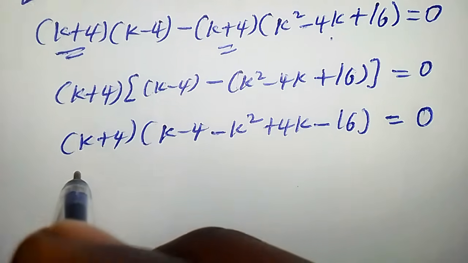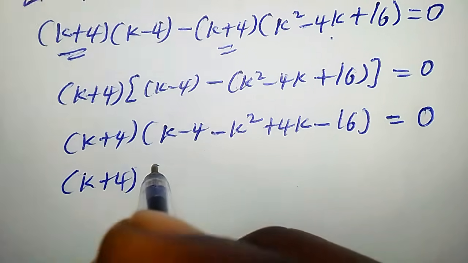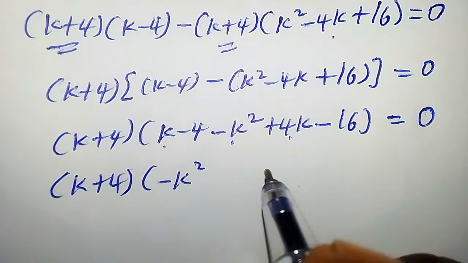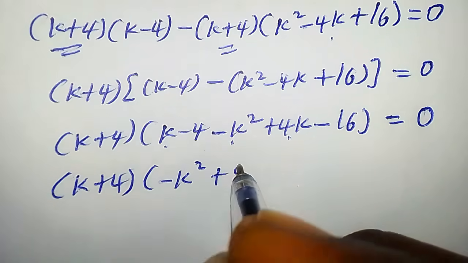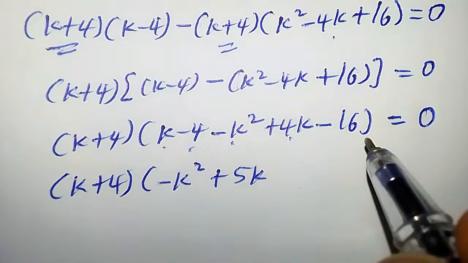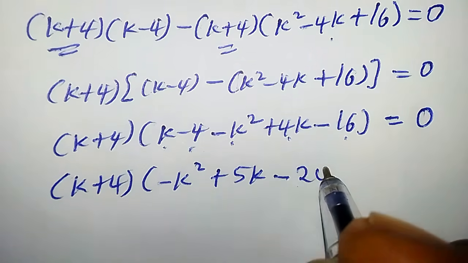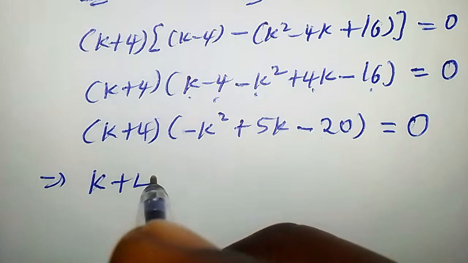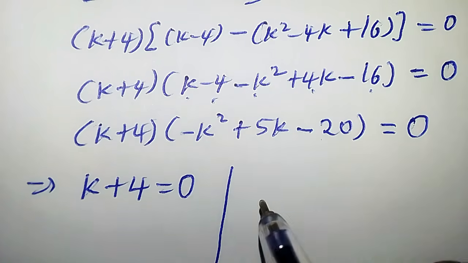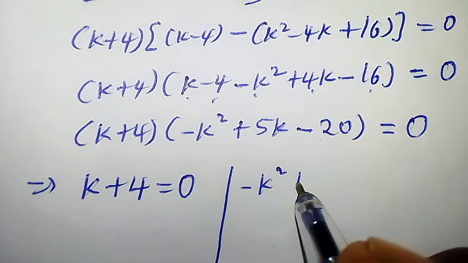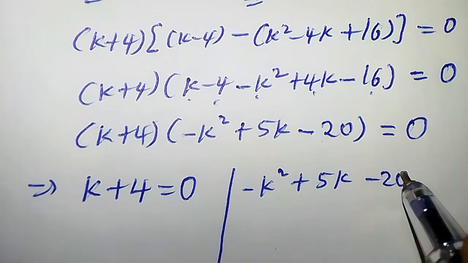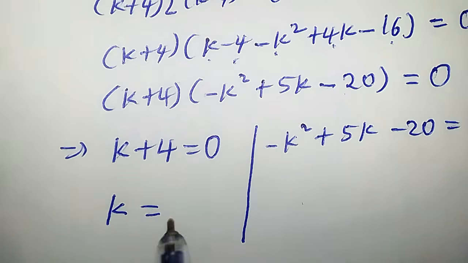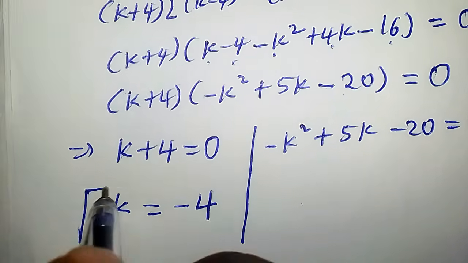Let's proceed further. So we have k plus 4 times minus k square, k plus 4k, that is plus 5k, minus 4 minus 16, that is minus 20, equal to 0. This implies that k plus 4 is equal to 0, or minus k square plus 5k minus 20 is equal to 0. From this line, it is very obvious that k is equal to minus 4. This is the first solution.